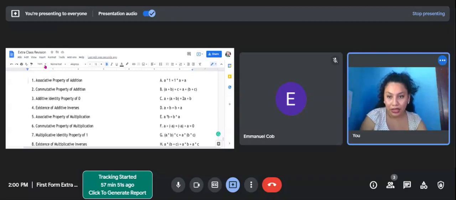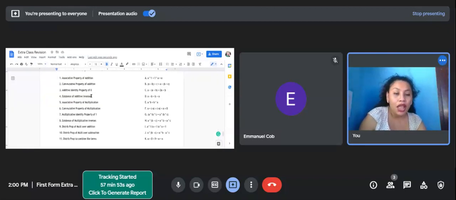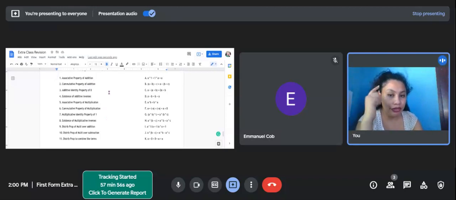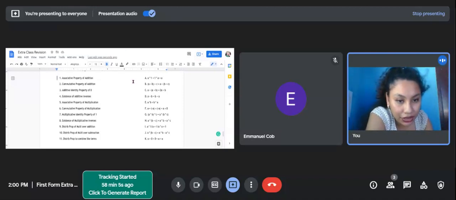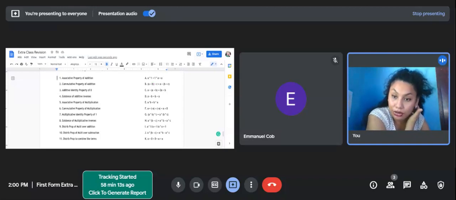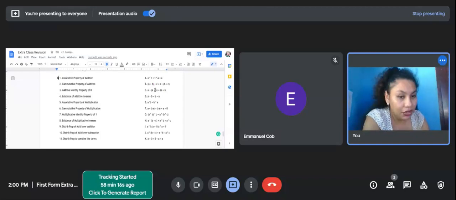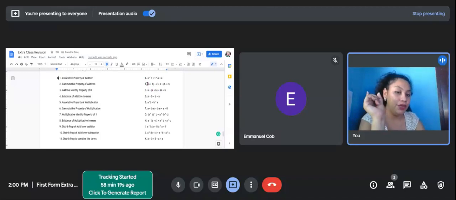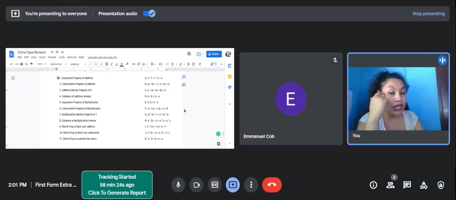Okay, so now I need to look for the associative property for addition, right? Now, when we talk about the associative property for addition, associative means that it has brackets and it has only addition. So if we look at all of this list right here, I need to look for the one that has brackets and has addition and represents the associative property. In this case, the only one that does that is B, because we have A plus B plus C is equal to A plus B plus C. So it has the brackets and it has the addition in different orders.